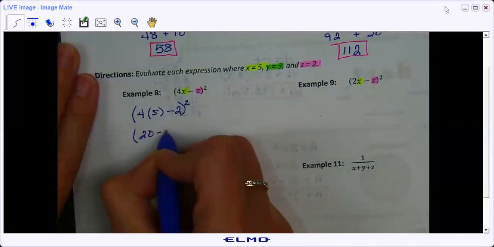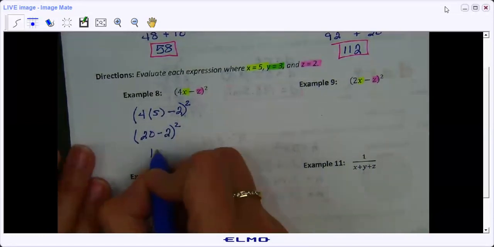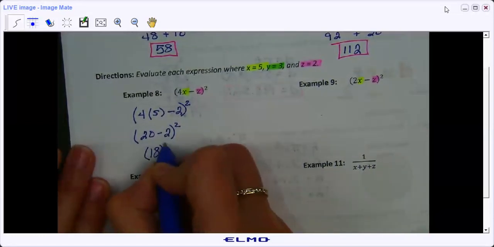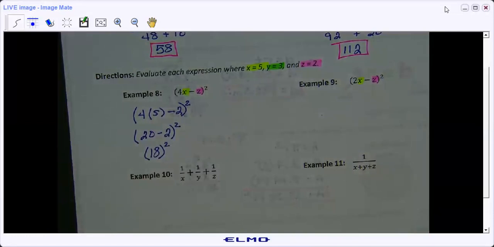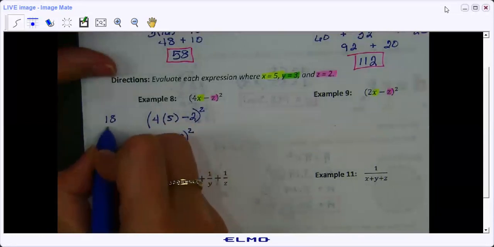And then bring down what I did not work on. The next thing I need to do is subtraction. So 20 minus 2 is 18. And now I need to square 18. This is where you're going to need to show some work. Okay, so let's multiply 18 times 18.